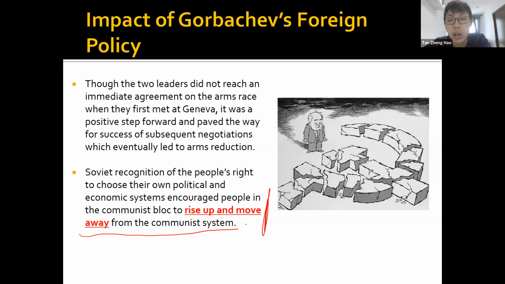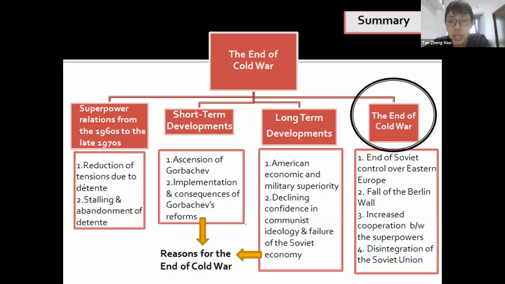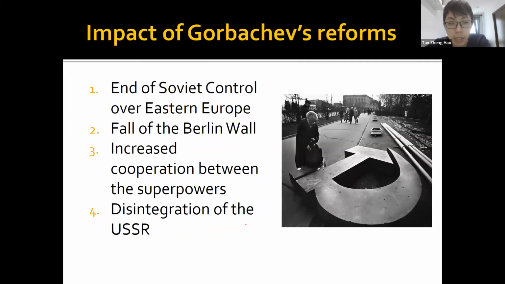Okay, so how did all this, your allies switching sides to the US, your reforms, eventually lead to the end of the Cold War and the collapse of the Soviet Union? So let's look at some of the events now. Okay, these are the key events. Loss of control over Eastern Europe, which is marked by the fall of the Berlin Wall, and eventually the fall of the USSR. So let's just quickly go through that.